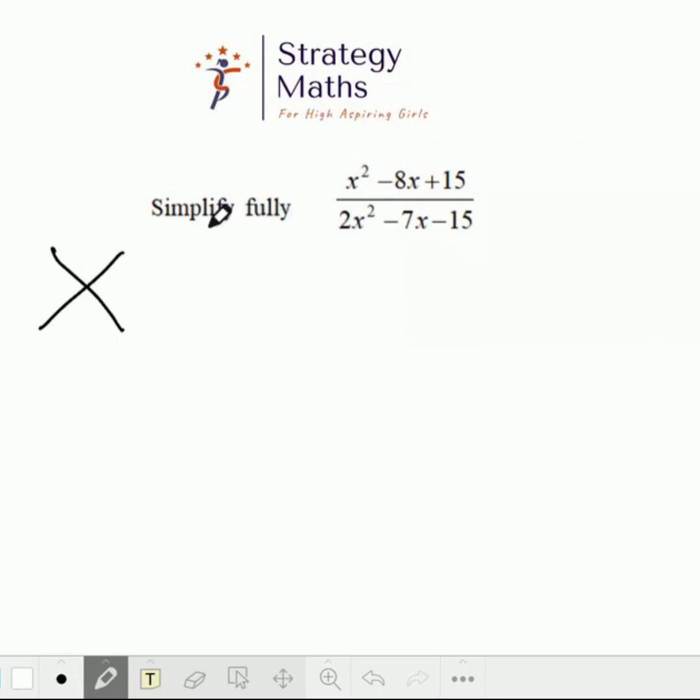We need to think of two numbers that multiply to make 15. And they've also got to have a sum of -8. So those two numbers are -5 and -3. So the numerator can be written as x minus 5 multiplied by x minus 3.